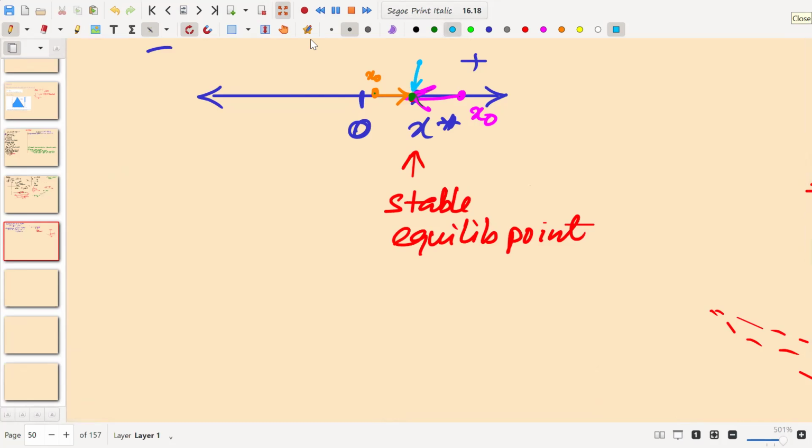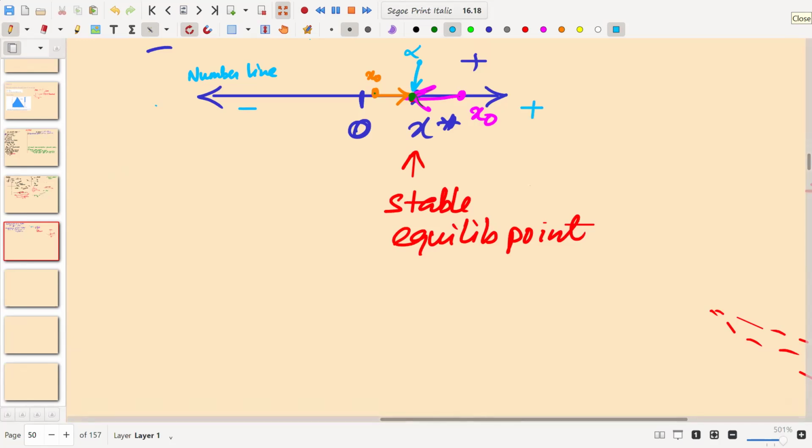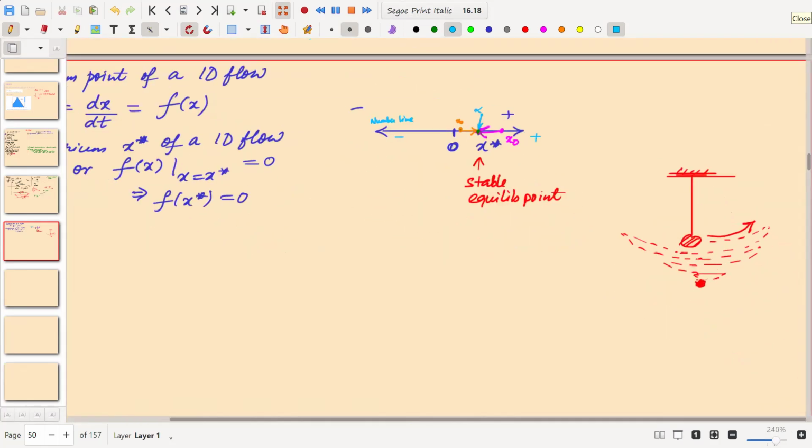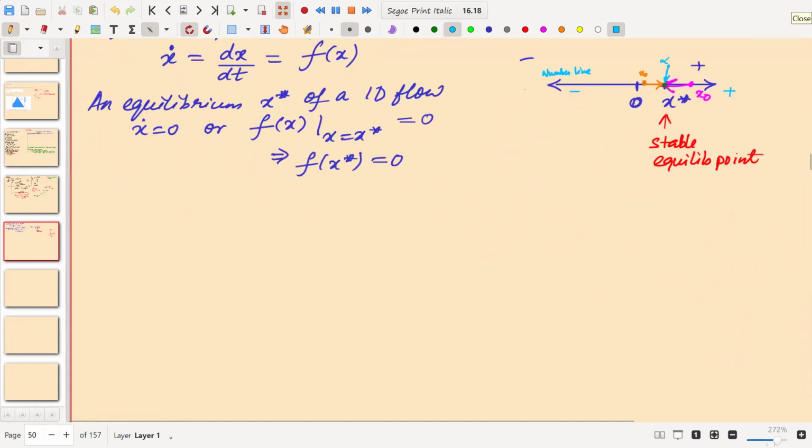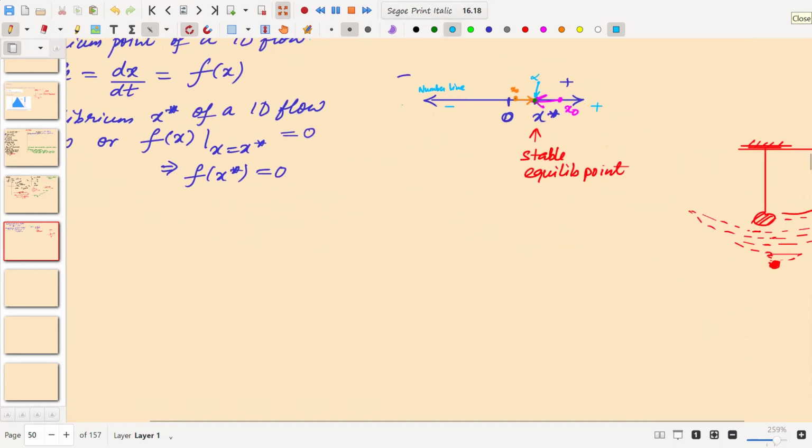Yes, exactly. This is a 1D flow, so you have only the x direction to evolve. You don't have a y direction, so it is not possible. It can only happen on this number line. It can be negative or positive or stay there. Only these things can happen. It cannot be chaotic, and cannot exhibit periodic orbits. So this is the definition of a stable equilibrium point.